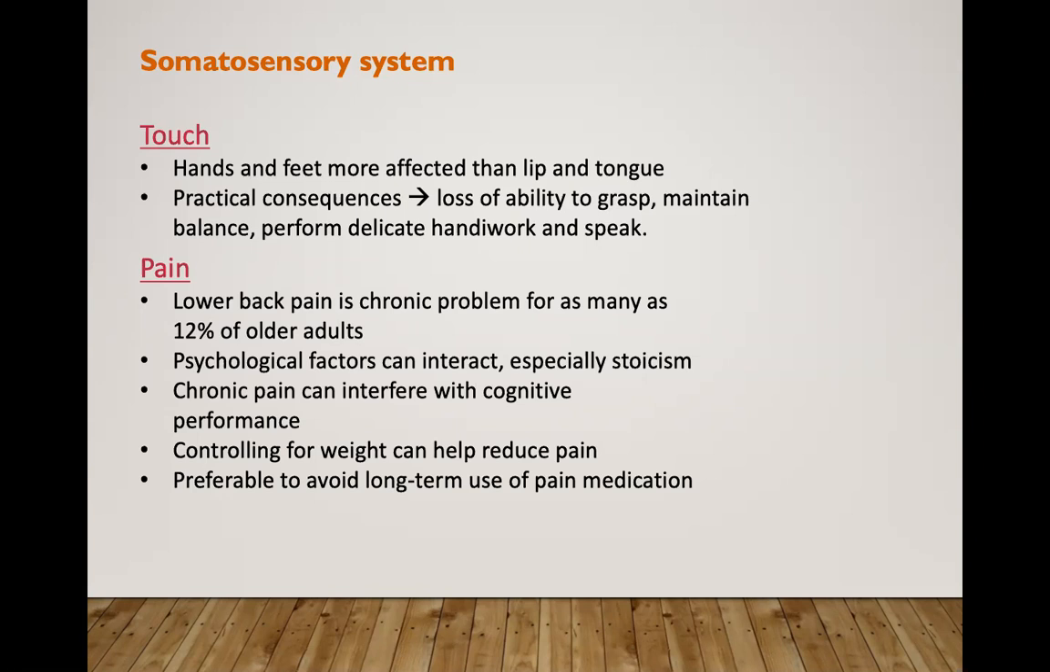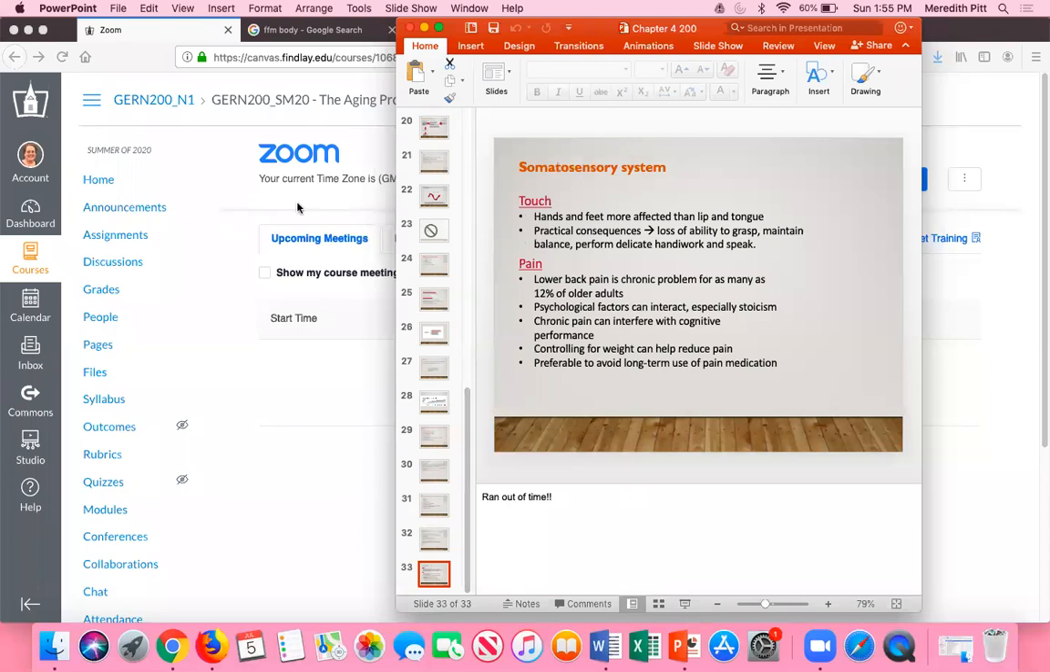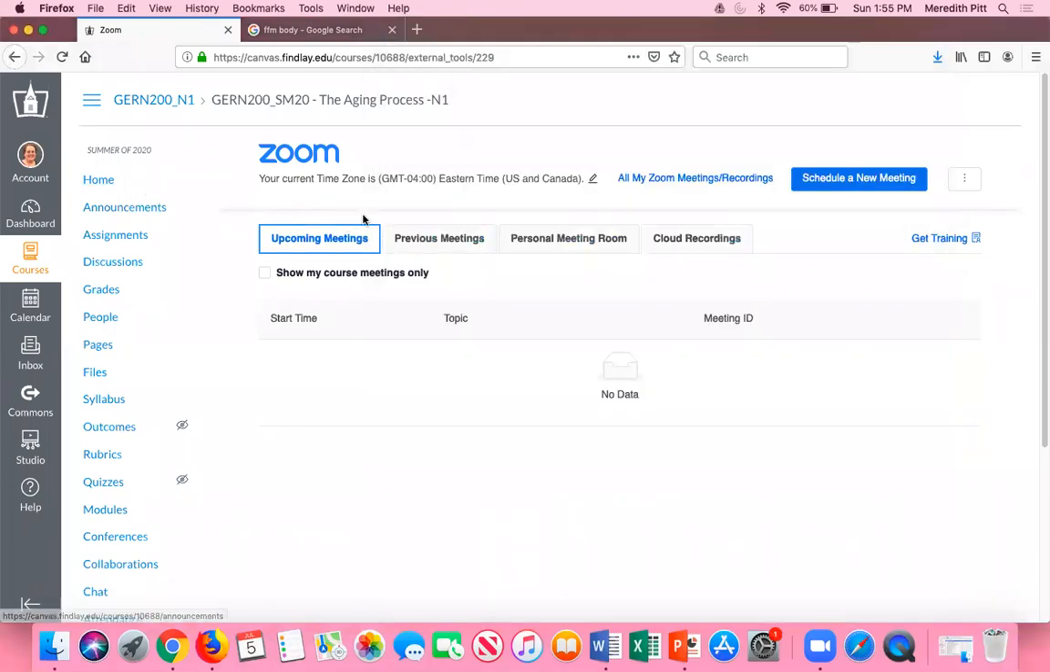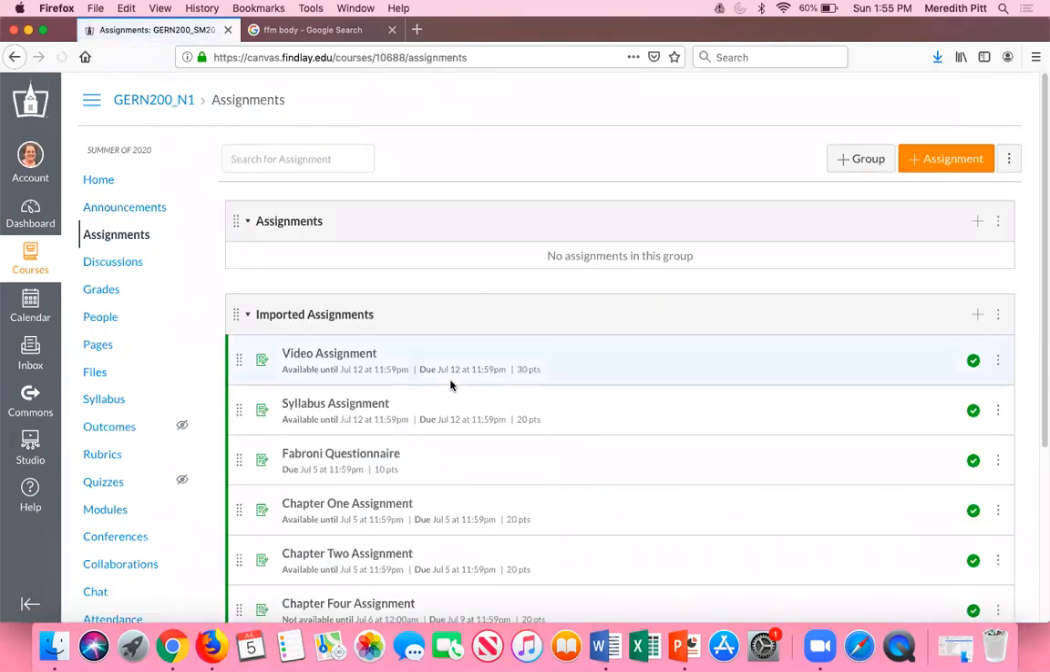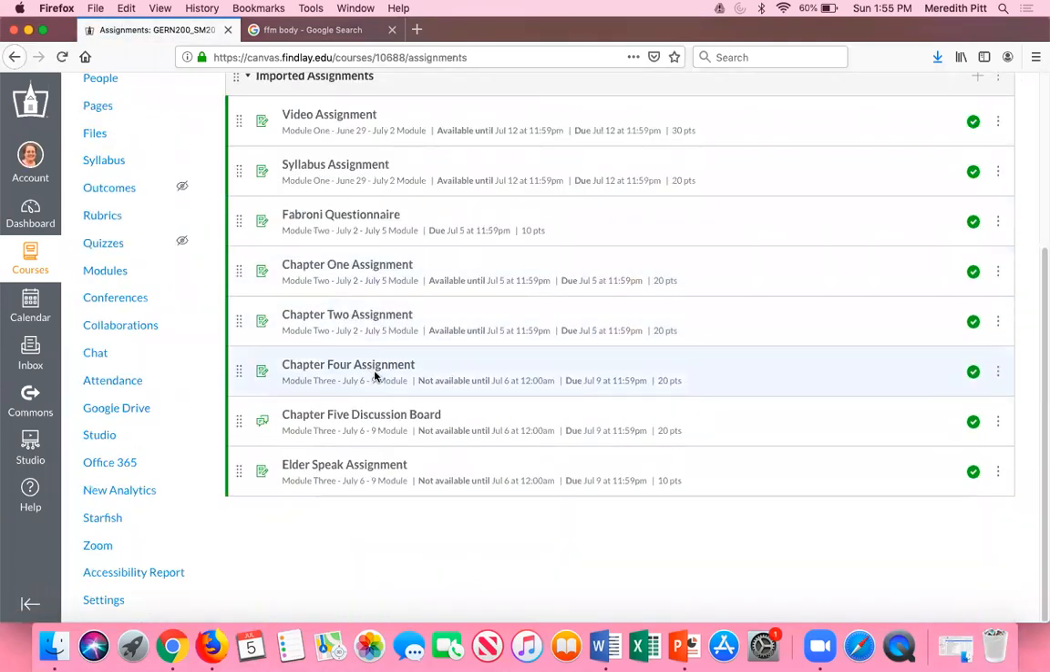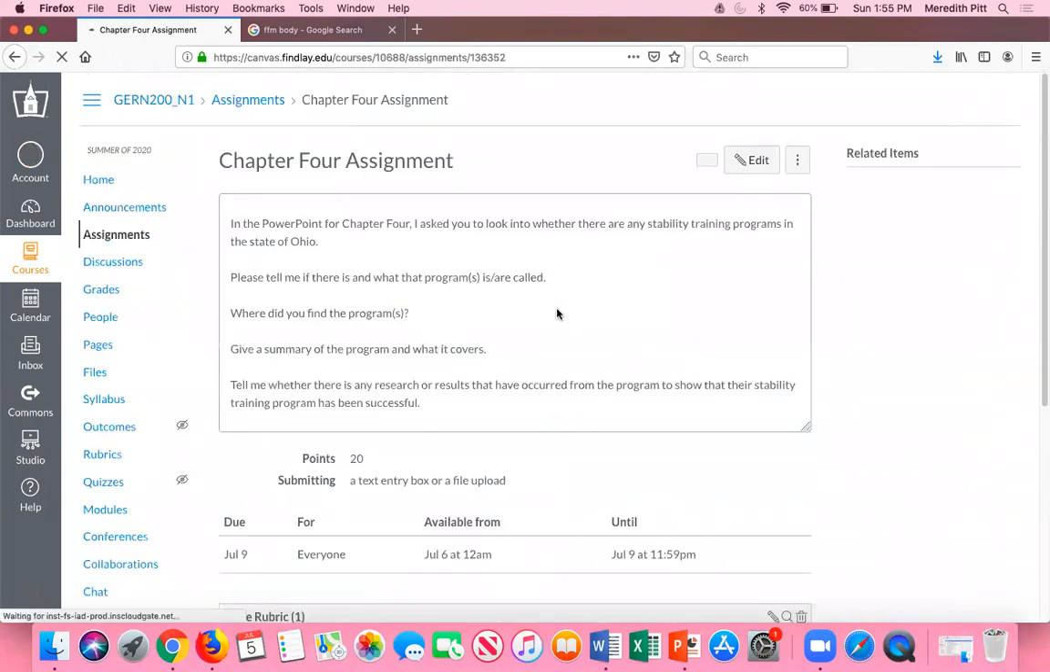Okay. All right. So that's it for chapter 4. And what I want to do is show you what your assignment is for chapter 4. If you look here, chapter 4 assignment, what you're going to be doing is, as far as stability training programs are concerned, a stability training program is something like, if it's fall prevention for older adults.